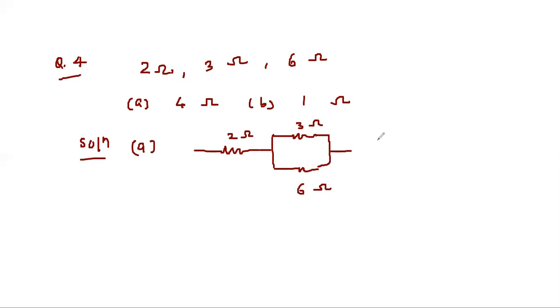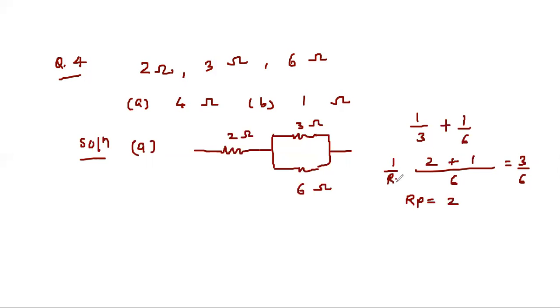Let's evaluate it. So first we evaluate this 3 and 6. So 1 upon 3 plus 1 upon 6. LCM will be 6. This is 2 and this is 1. That is 3 upon 6, which will give Rp as 2 ohm because this is 1 upon Rp. So this will give 2 ohm. So this is equivalent. So this is 2 ohm and equivalent of these two we have got as 2 ohm. So total resistance will become 4 ohm.